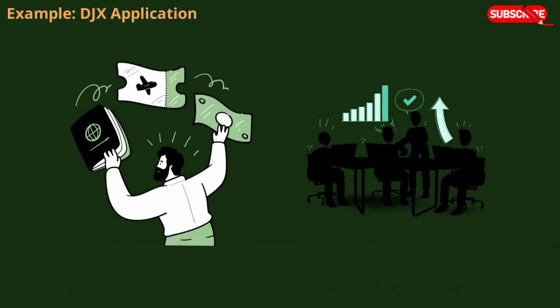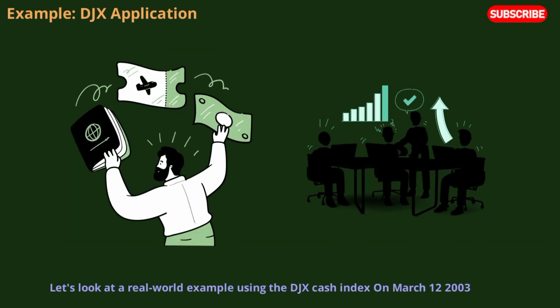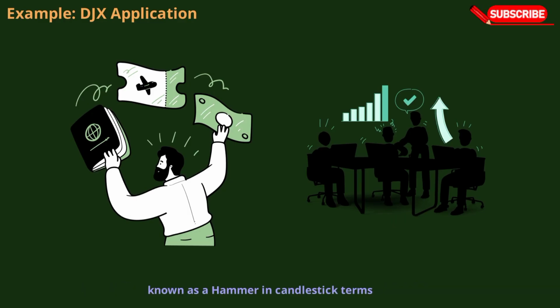Let's look at a real-world example using the DJX cash index. On March 12, 2003, the DJX made a significant low after a prior downtrend began on January 13, 2003. The key data for this analysis were closing price at 75.52, low price at 74.17, 38 trading days and 58 calendar days since the trend change. This setup provided an ideal opportunity to check for a price-time square, especially since the market had just formed a bullish reversal bar known as a hammer in candlestick terms.